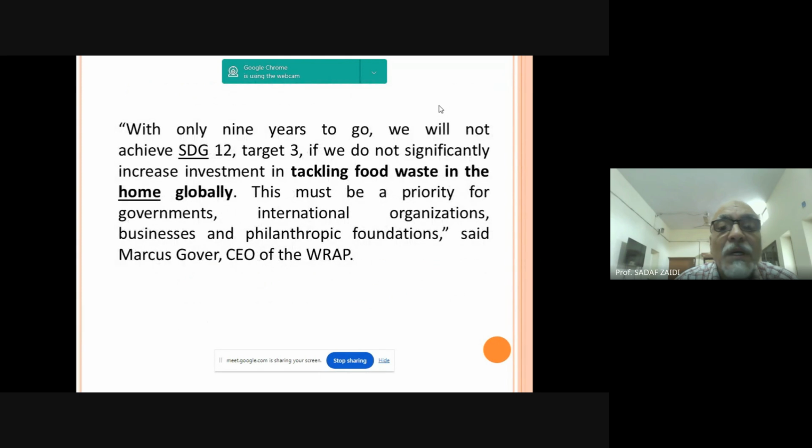Now, with only 9 years to go, we will not achieve SDG 12, target 3 if we do not significantly increase investment in tackling food waste in the home globally. So tackling food waste in the home, that should be our priority of not only the governments, but international organizations, businesses, philanthropic foundations. This is what Marcus Grover, CEO of RAP, has said. RAP जिसने ये report बनाई UNEP के साथ.